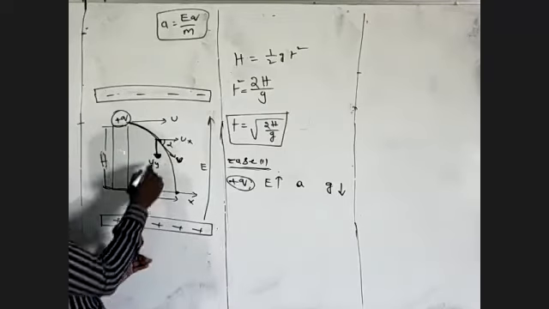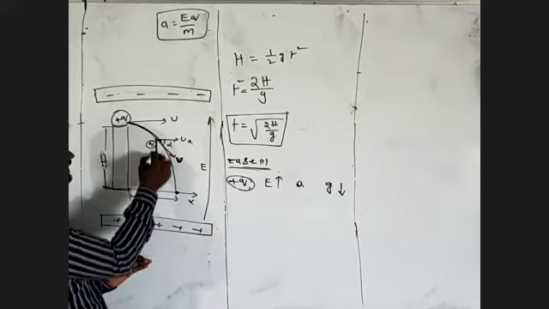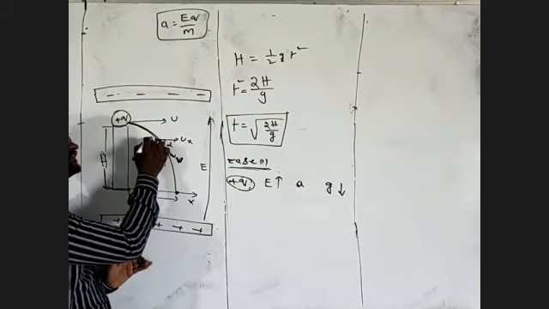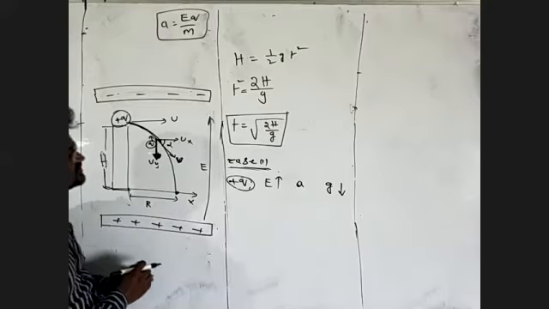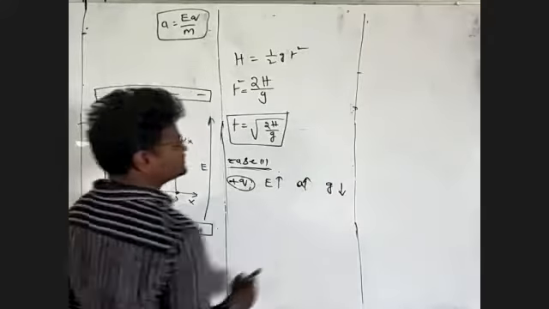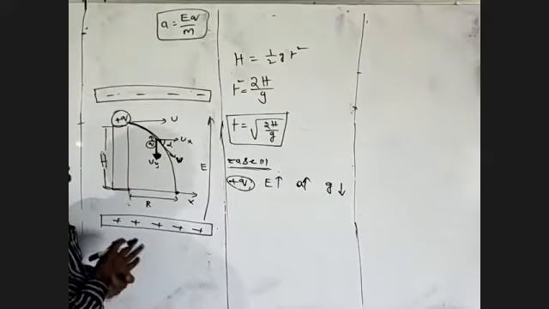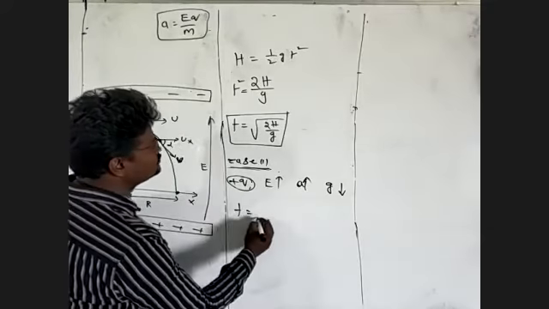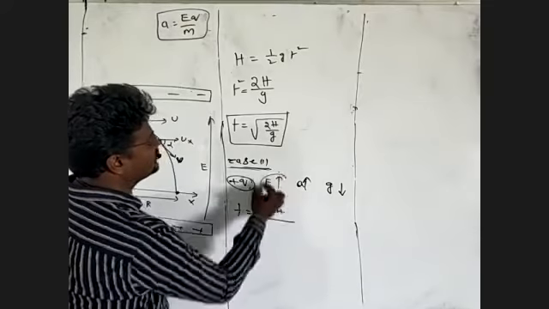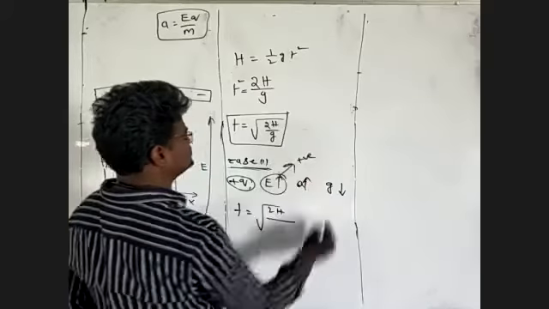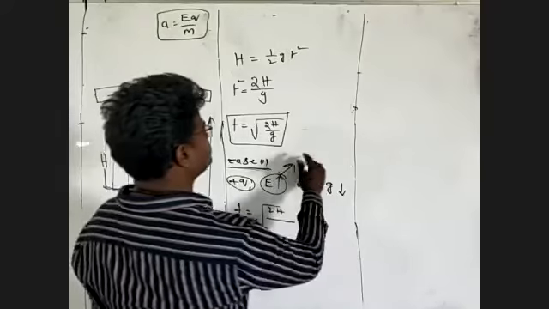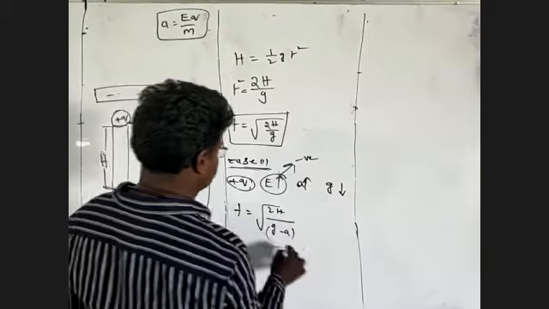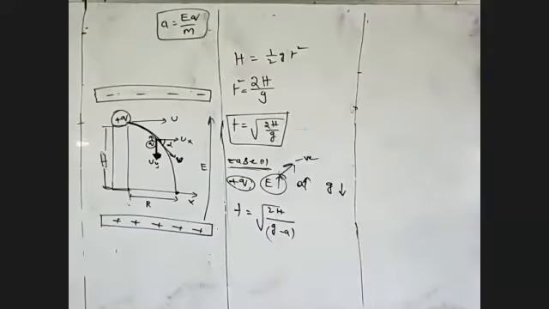This is a positive charge. At this place, this positive charge will be repelled by the positive plate in an upward direction. Acceleration is in an upward direction. Acceleration of the charged particle is in an upward direction. Now we can write t is equal to root of 2h by electric field is up means you should take the positive, and g is negative. Now we can write g minus a. That is your equation.